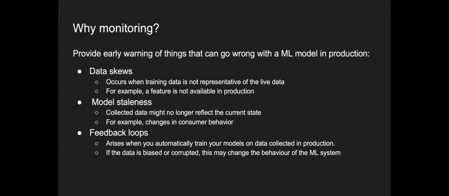Then you also have something called feedback loops. This arises when you automatically train your model on data collected in production. So if the data is biased or corrupted, this may change the behavior of the machine learning system.